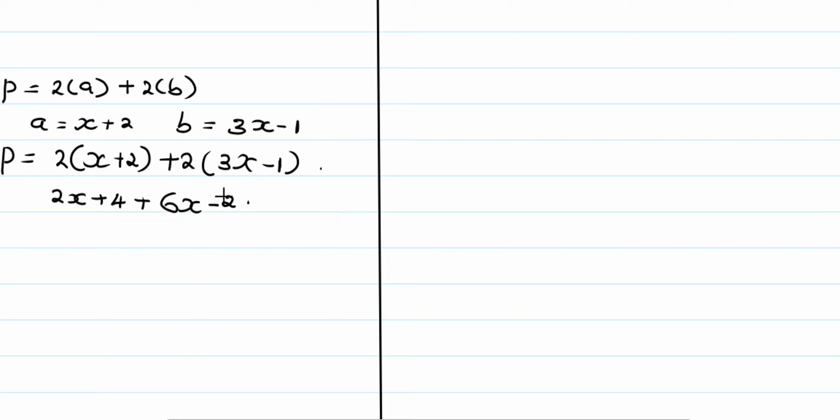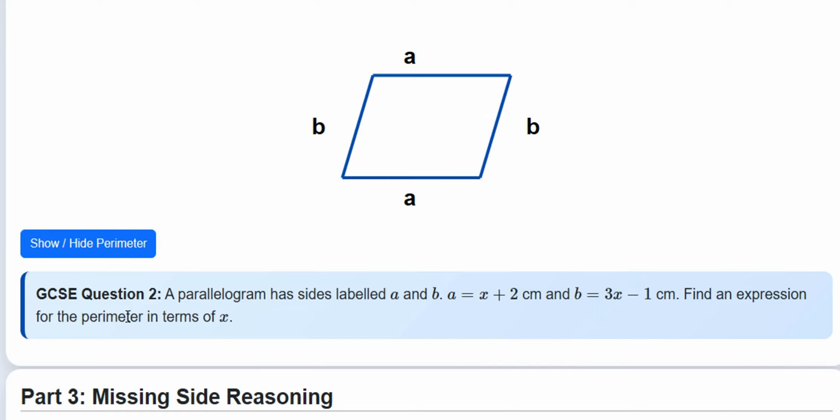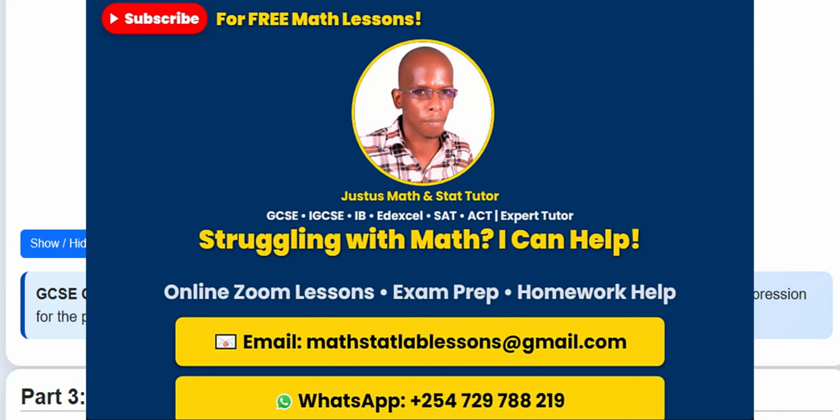So from there, we can combine the like terms together, and it will be 2x plus 6x plus 4x plus 4. 4 has no x. Then plus or minus these 2. So it will be 2x plus 6x, which is 8x, plus 4 minus 2 is 2. And that becomes the perimeter of this parallelogram, because we are told to find an expression in terms of x for the perimeter of that parallelogram.